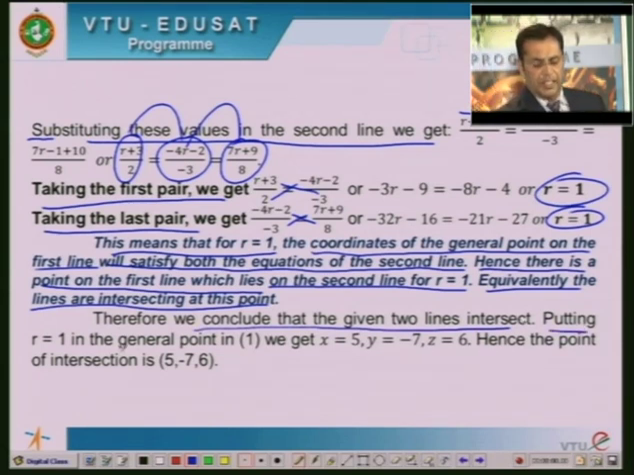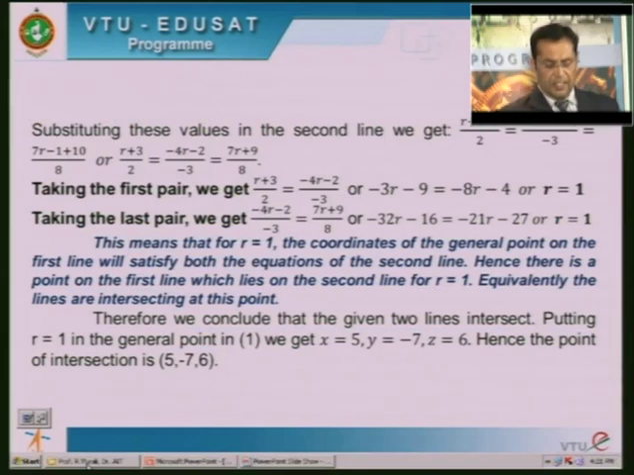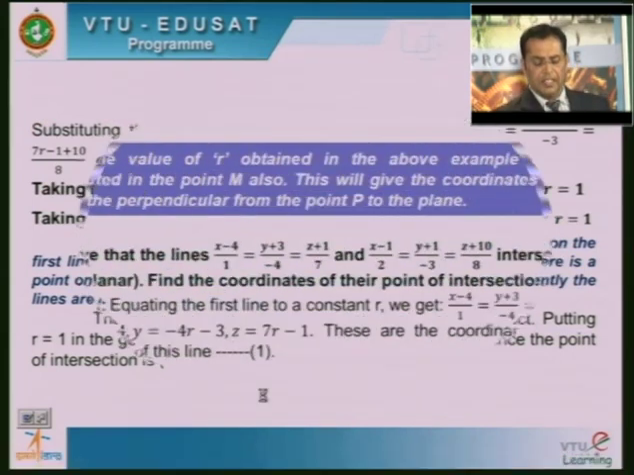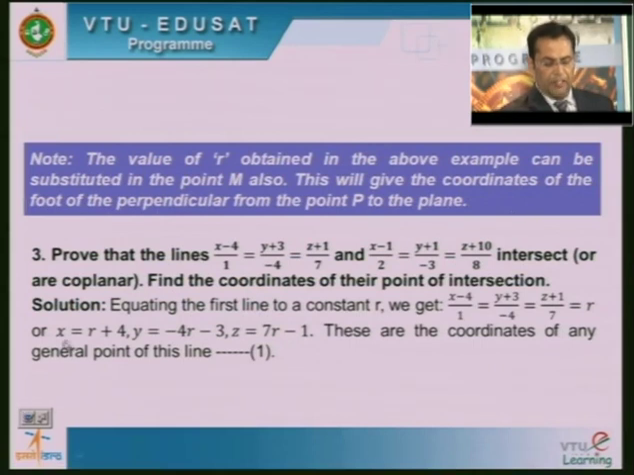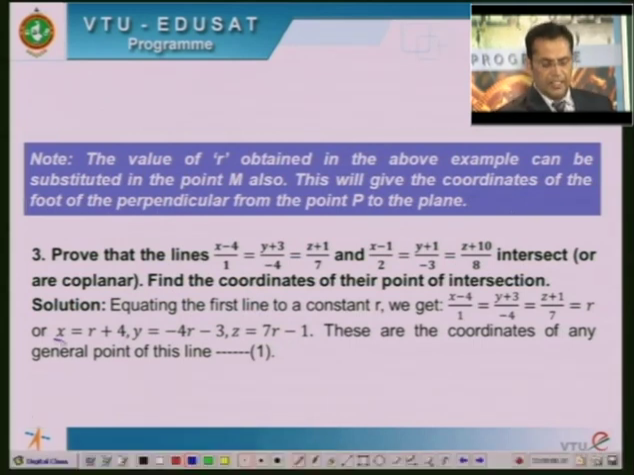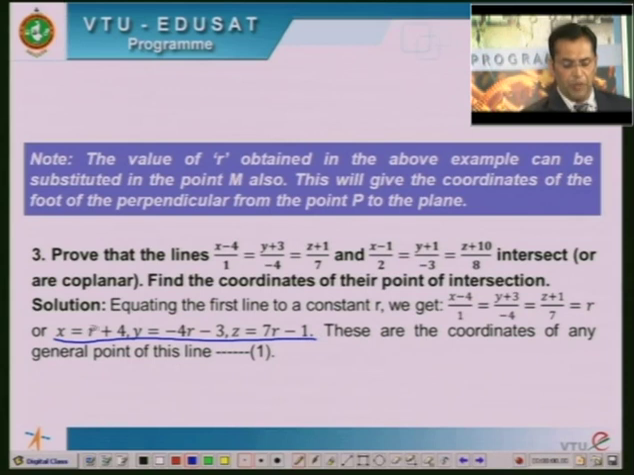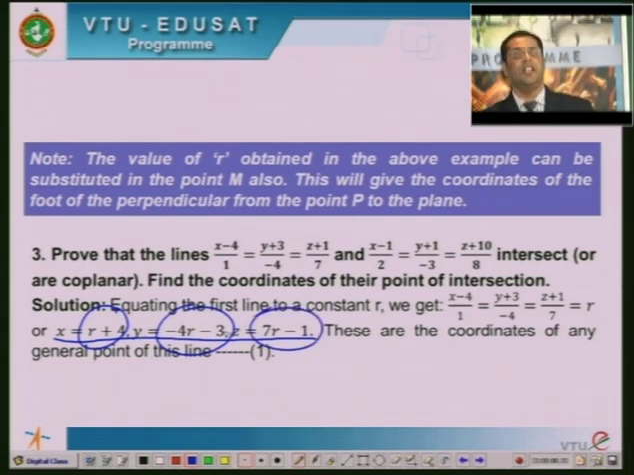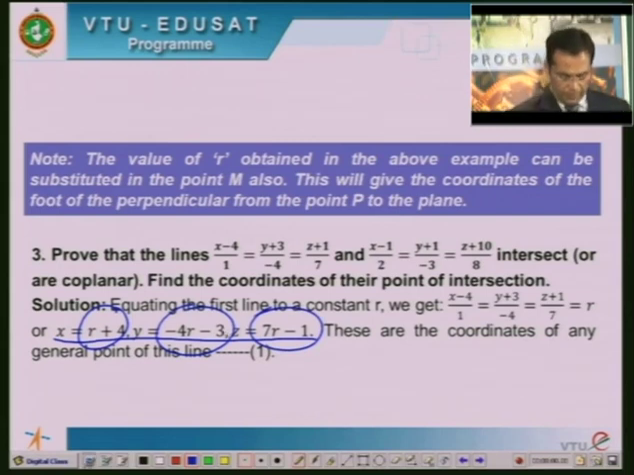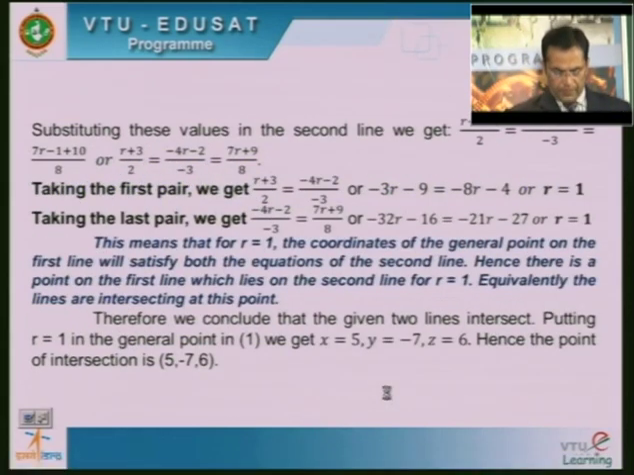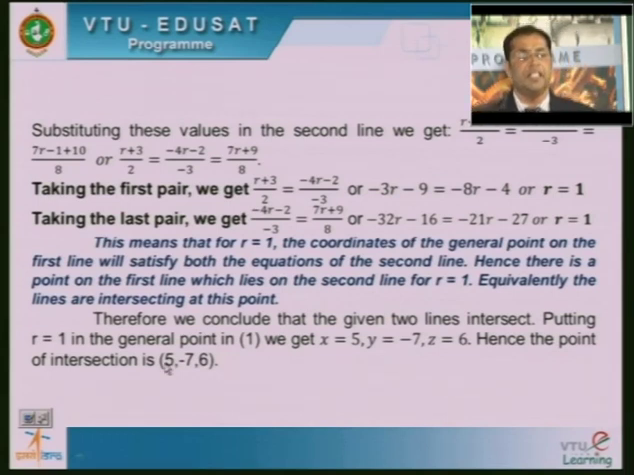Put this r equal to 1 in the general point that you assumed in equation 1, which was taken earlier, but that you see here. So, you have the x, y, z coordinates as r plus 4, minus 4r minus 3 and 7r minus 1. If you put r equal to 1 here, you get x equal to 5, y equal to minus 7 and z equal to 6, which are the coordinates of the point of intersection. That you can see here in this slide. Hence, the point of intersection of the two lines is (5, minus 7, 6).